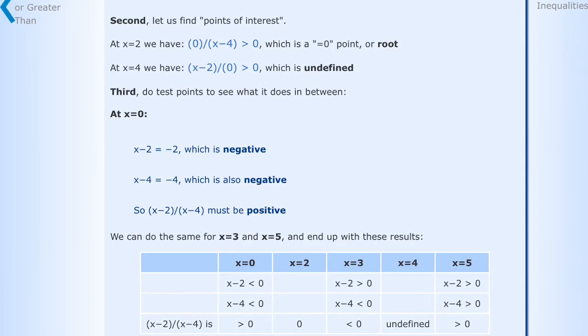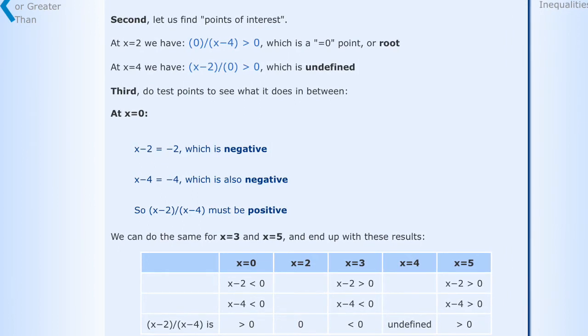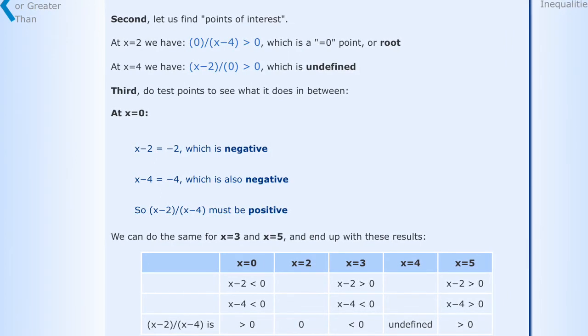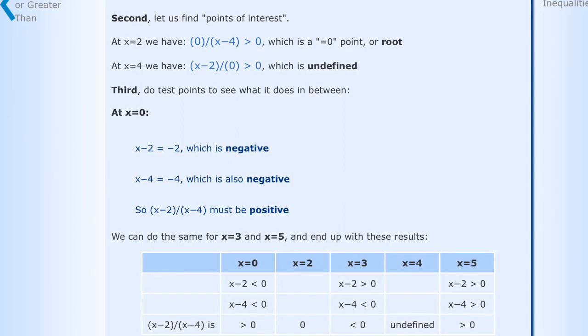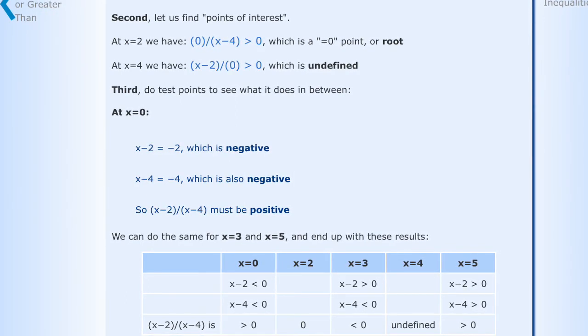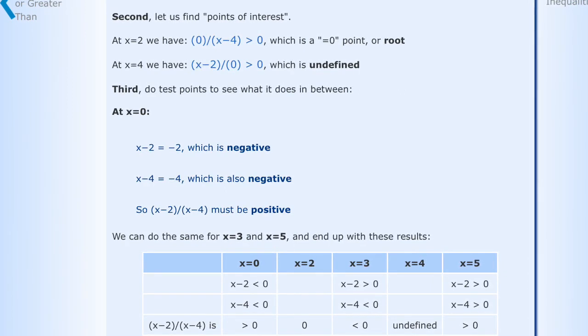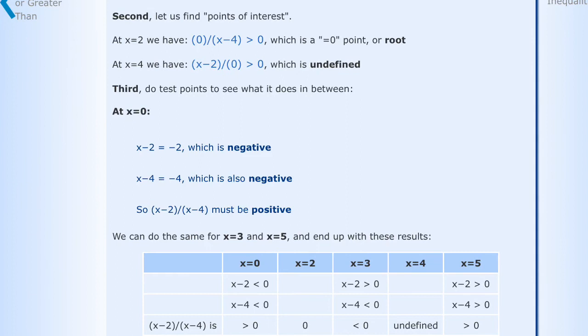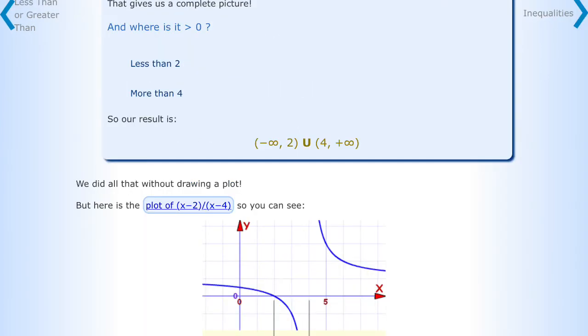Third, do the test points to see what it does in between. At x equals 0, x minus 2 equals negative 2, which is negative. x minus 4 equals negative 4, which is also negative. So x minus 2 over x minus 4 must be positive. We can do the same for x equals 3 and x equals 5 and end up with these results. Graph. And that gives us a complete picture.